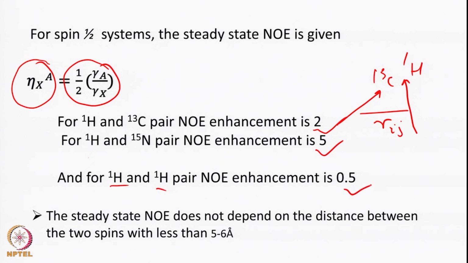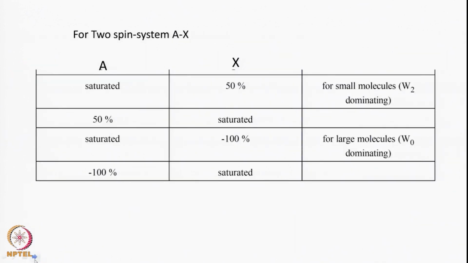So we have seen steady state NOE does not depend upon distance, but if these two spins are less than 5 to 6 angstrom, you get an enhancement looking at these formulas. However, as we said, NOE is a very important parameter to measure the distance quantitatively between two coupled spins. For doing that experiment, we had seen earlier that there was another experiment called transient NOE, but just look at two spins, how much enhancement we get if we do a steady state NOE.